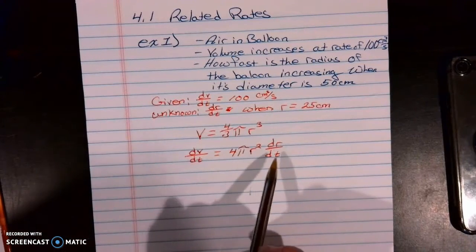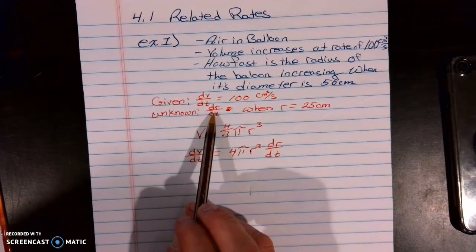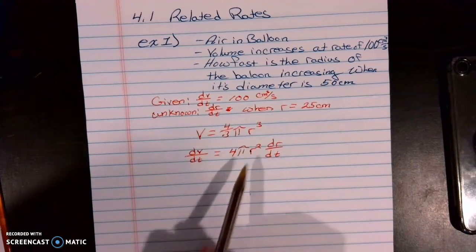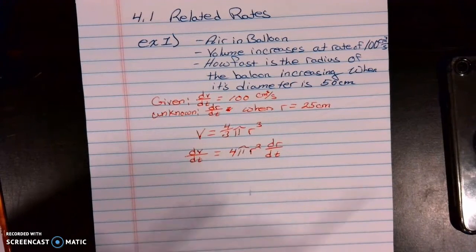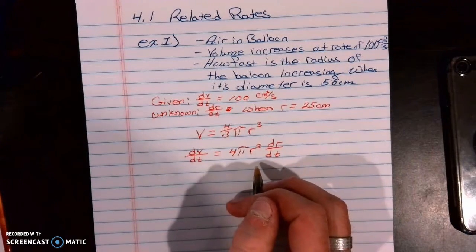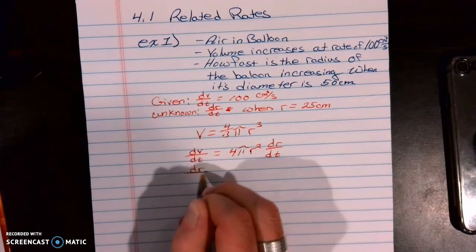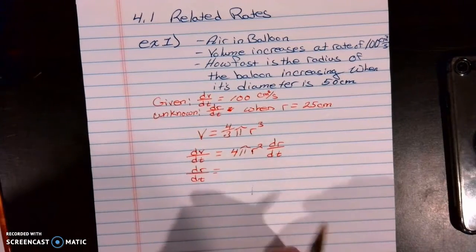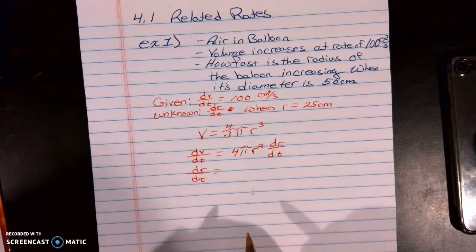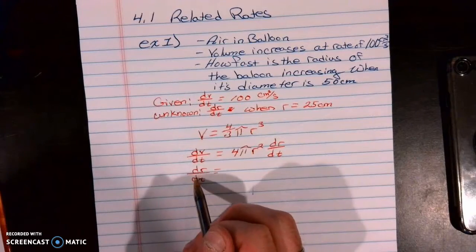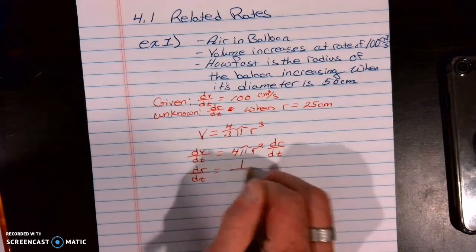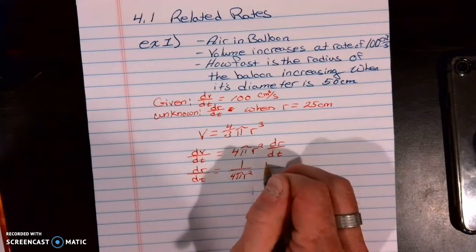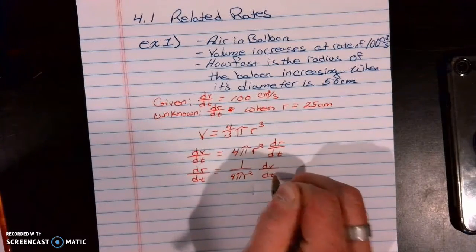Okay? So now what we need to do is manipulate things. What I am looking for here is dr/dt, so I can solve for dr/dt. And when I solve for dr/dt, this is just a simple manipulation of the equation, I'm not even really finding the derivative here at all. I can say that dr/dt is going to equal 1 over 4 pi r squared times dV/dt.